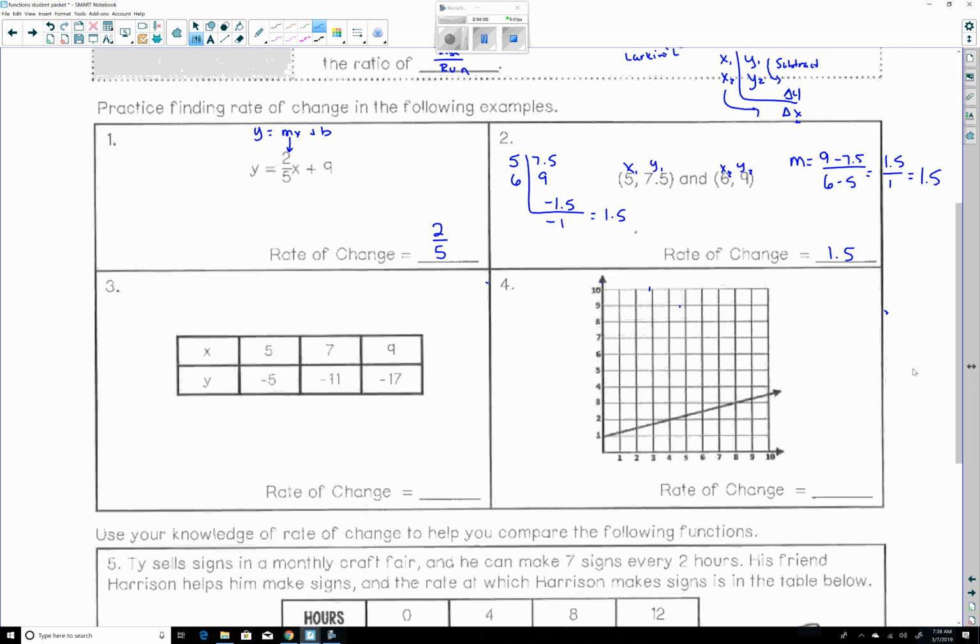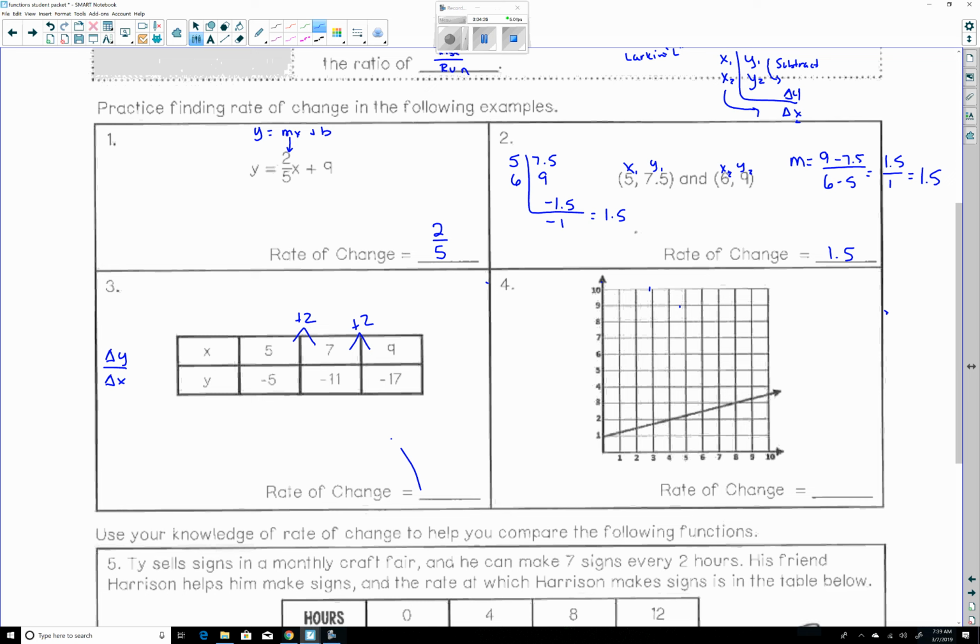Now, when it's in a table, again, we could use the slope formula. We could use the Larkin L. The third thing we could do is change in y over change in x. So if I figure out my x's, 5 going to 7, that's going to be a plus 2. 7 going to 9, that's a plus 2. So my x's are going up by plus 2 each time.